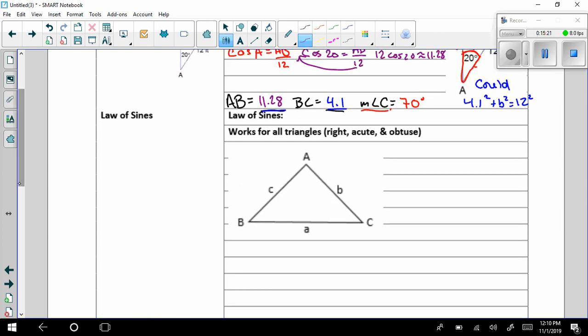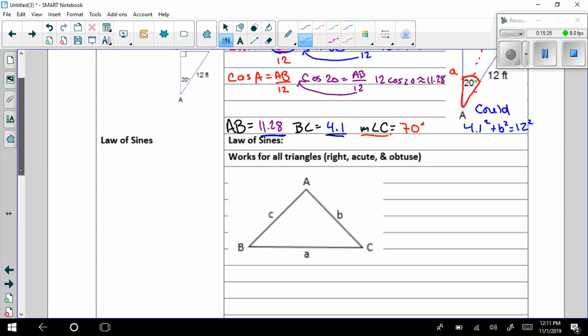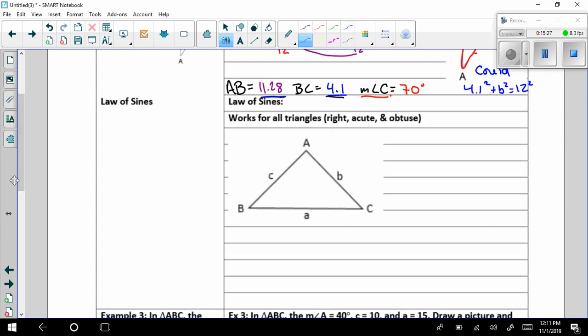All right, so moving on from that, there are two laws, and we're just going to go over one. But this works for all triangles, which is nice. So it doesn't have to be a right triangle. Okay. There's also a law of cosines, if you want to look that up.